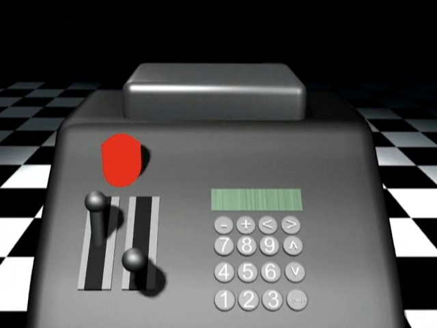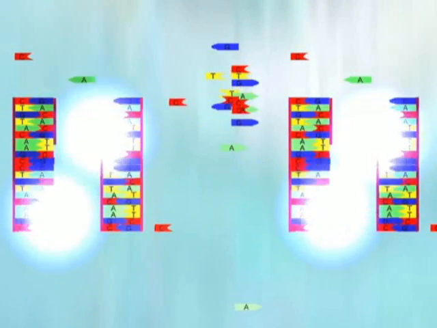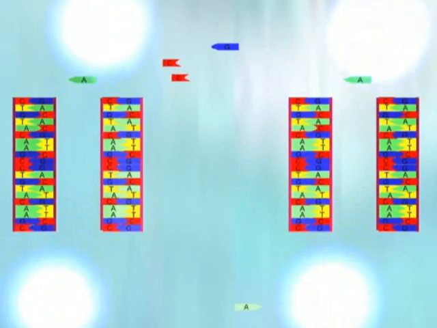The sample is then heated again in order for the polymerase to replicate or extend the DNA from the primer locations. This process is repeated about 30 times.